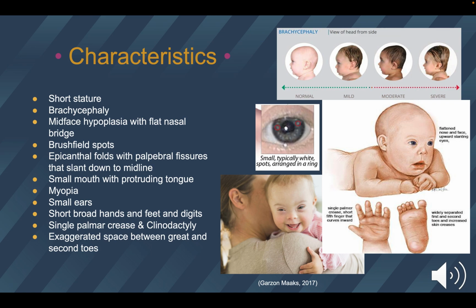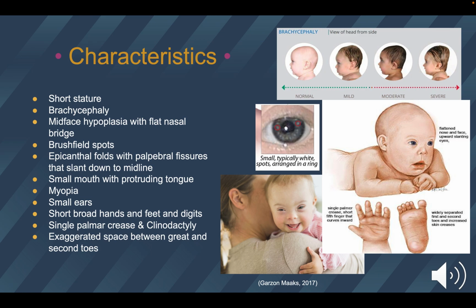As you can see in the picture on the right, individuals with Down syndrome have the outside corners of the eye that point upward. They also have a small mouth with protruding tongue. That means that they tend to have a large tongue. They also tend to have myopia. The prevalence of myopia in children with Down syndrome has been found ranging from 8% to 41%.